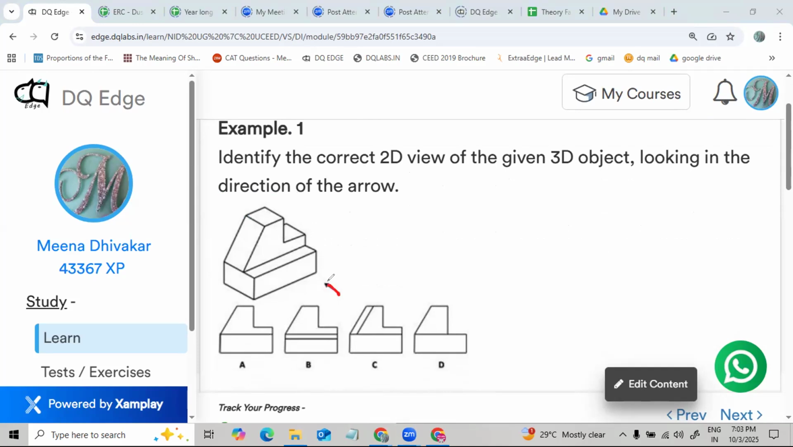Whenever you have this arrow mark, the first point is how many surfaces I can see from this direction. I can see this surface and this surface. Do you agree? Two surfaces. After that, see the shapes of the surfaces. I have to see this complete L. That's the reason it's not D. It is not C also because there are three surfaces in it. It's not B also, there are three surfaces in it. Only option A is correct.